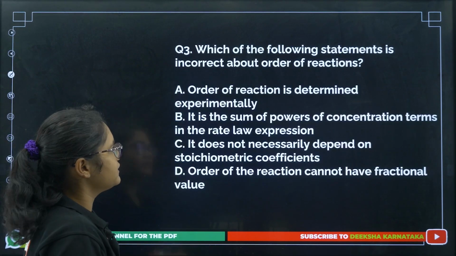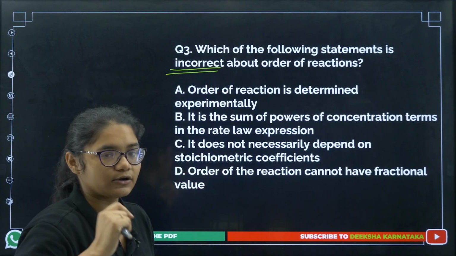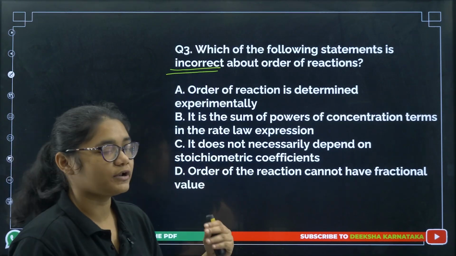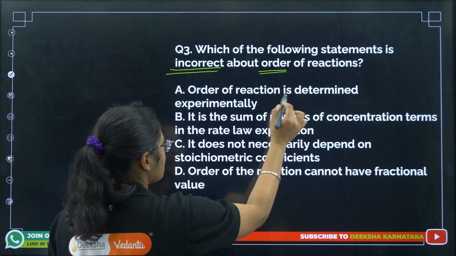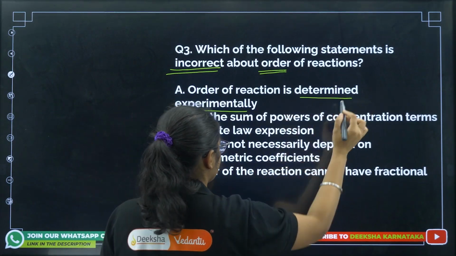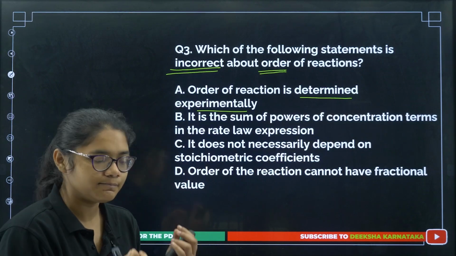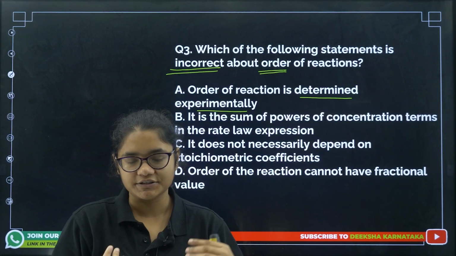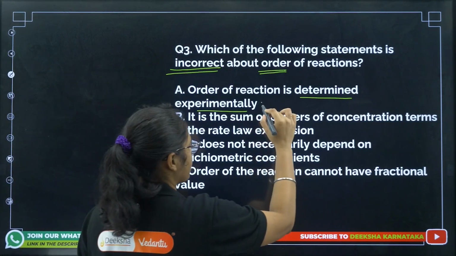Now question number 3, which of the following statements is incorrect? Be very careful about correct or incorrect. Incorrect about the order of a reaction. What are the statements given about the order? Order of the reaction is determined experimentally, right? You do the reaction, you change the concentration and then you observe what is the change in the rate. So yes, this is a correct statement.